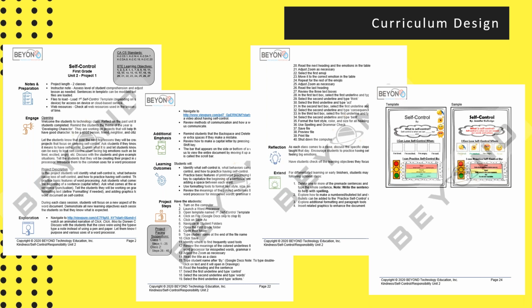And something that I do want to point out that I didn't mention: on the first page at the top of the lesson, you will see a little gray box. There are the California computer science standards directly right there that are tied into the lesson. And then you will see our own Beyond Technology learning objectives that are tied into our scope and sequence framework.